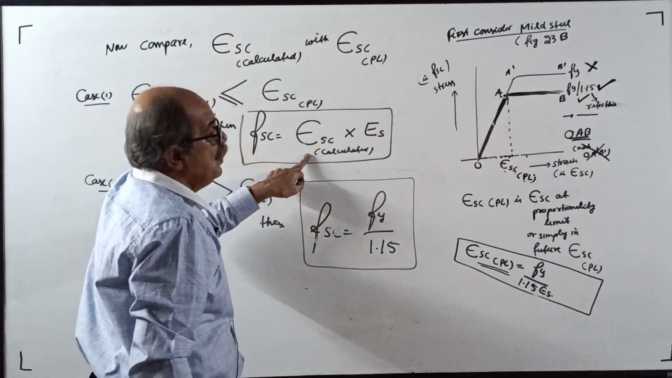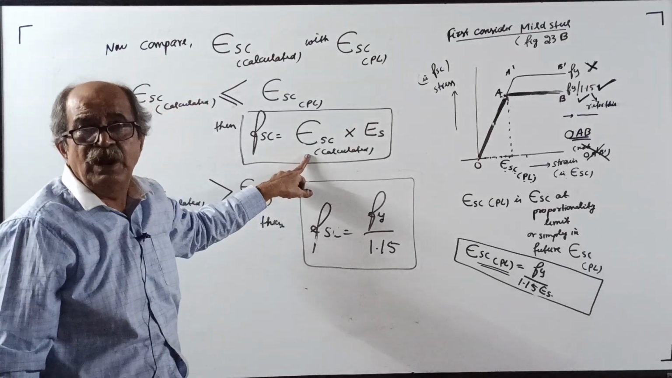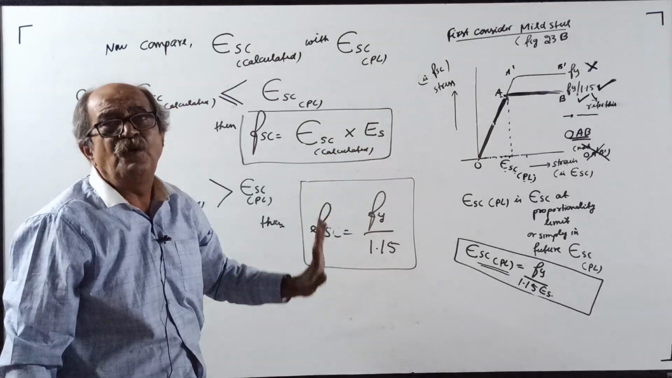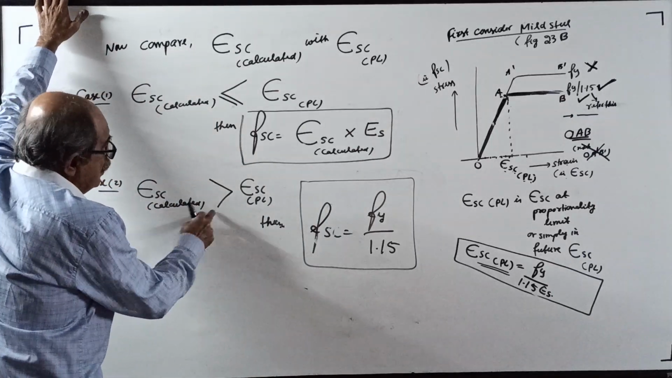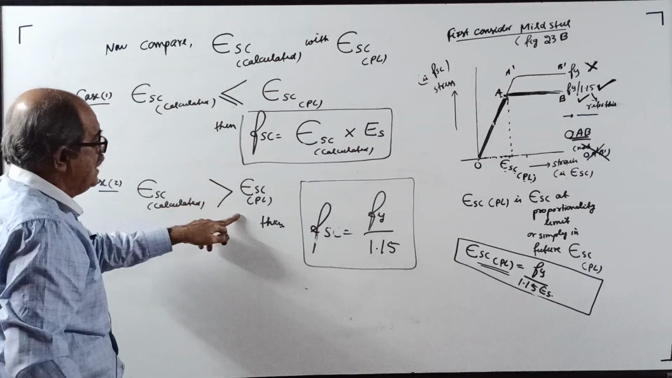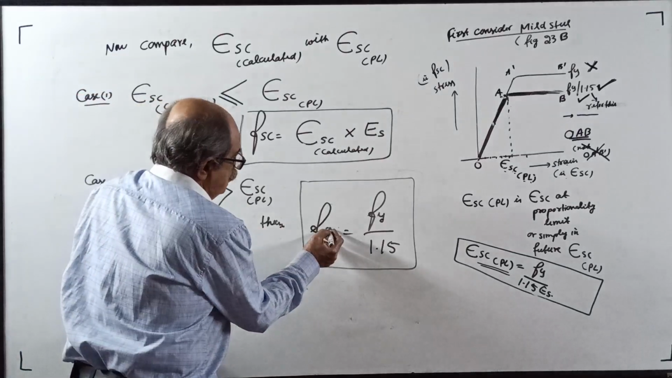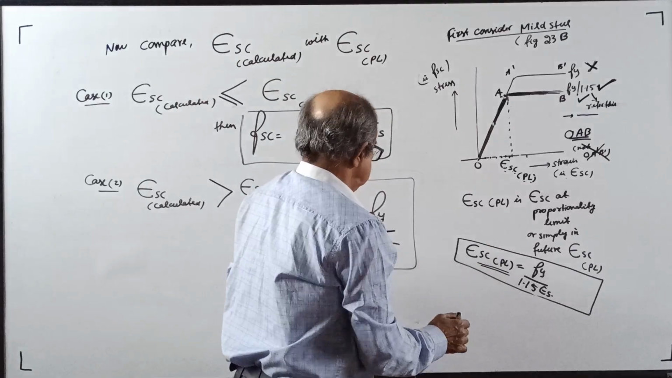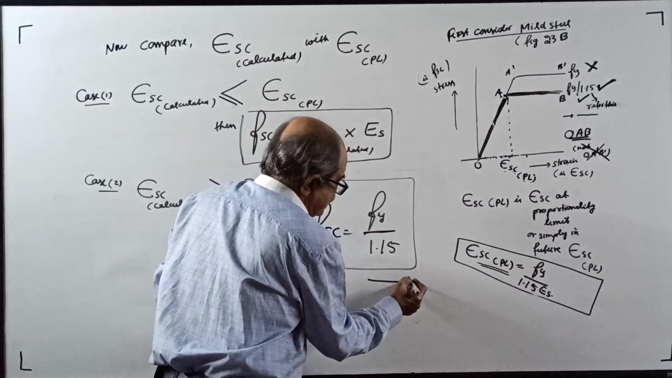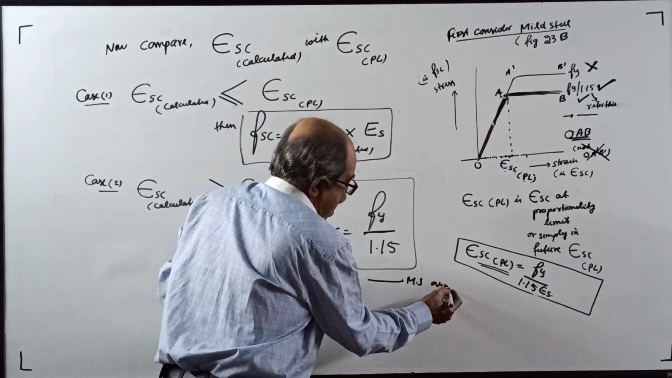Fs is equal to whatever epsilon SC you calculated multiplied by E of steel. Whereas in case 2, if the strain is more than the proportionality limit, then Fs is equal to Fy by 1.15. Okay. This will complete mild steel.